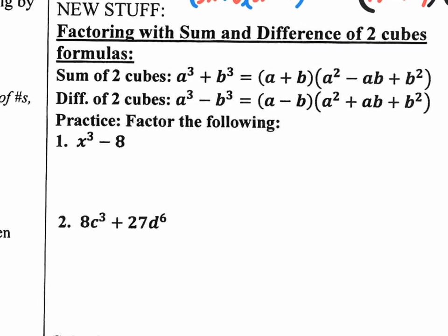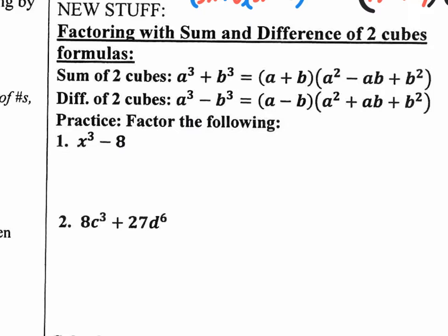Please copy this down. Factoring with the sum and difference of two cubes formula. Ladies and gentlemen, you will have to memorize the sum of two cubes formula, which is a cubed plus b cubed equals a plus b times a squared minus a times b plus b squared. And then you also have to memorize the difference of two cubes formula, which I'm not going to read because it's really long. But copy it down right now. In a couple of moments, I will give you a strategy on how to memorize these. All right? Copy them down. And copy down those two practice problems while you're at it.